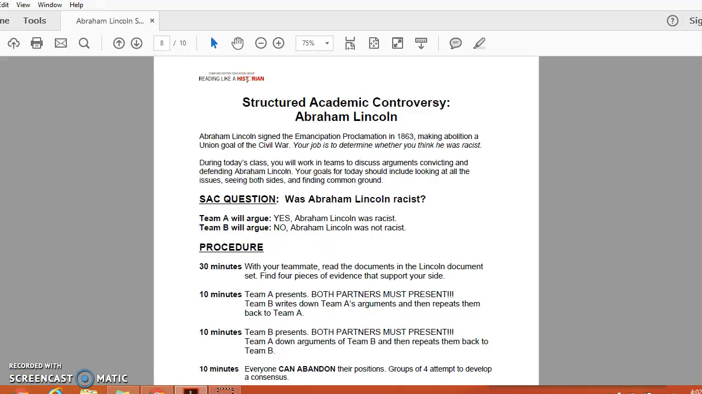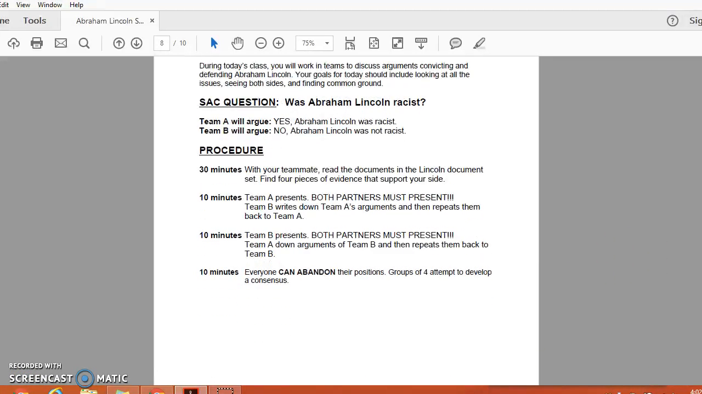So here's how our class period will go today. The first 20 to 30 minutes will be spent with your teammate. You're going to read the documents in the Lincoln document set and find 4 pieces of evidence that support your side. I'm going to show you really quickly where those documents are found.